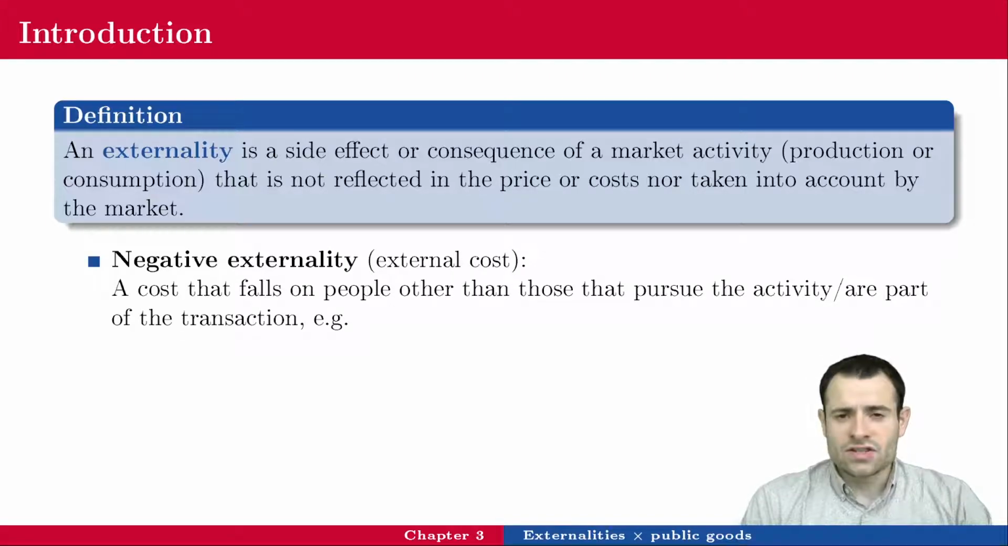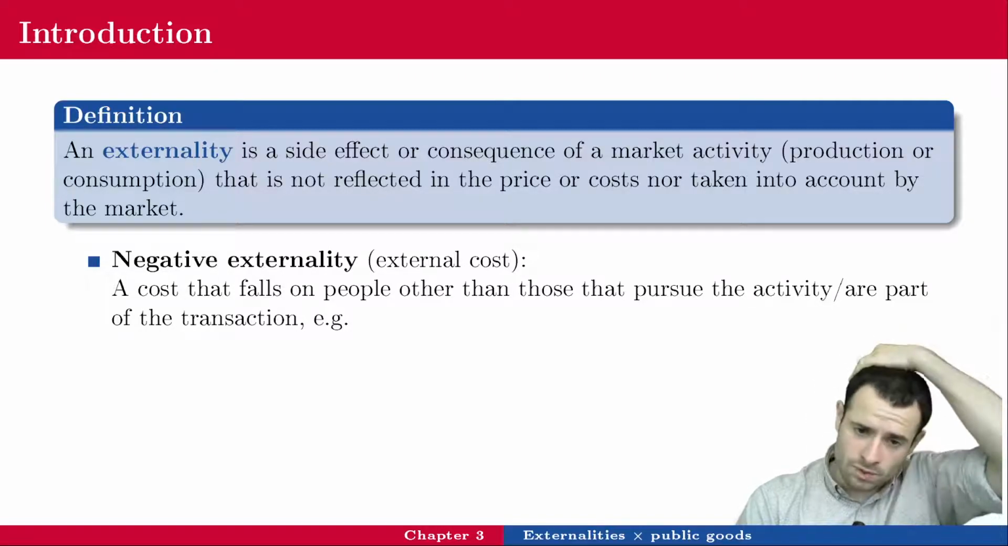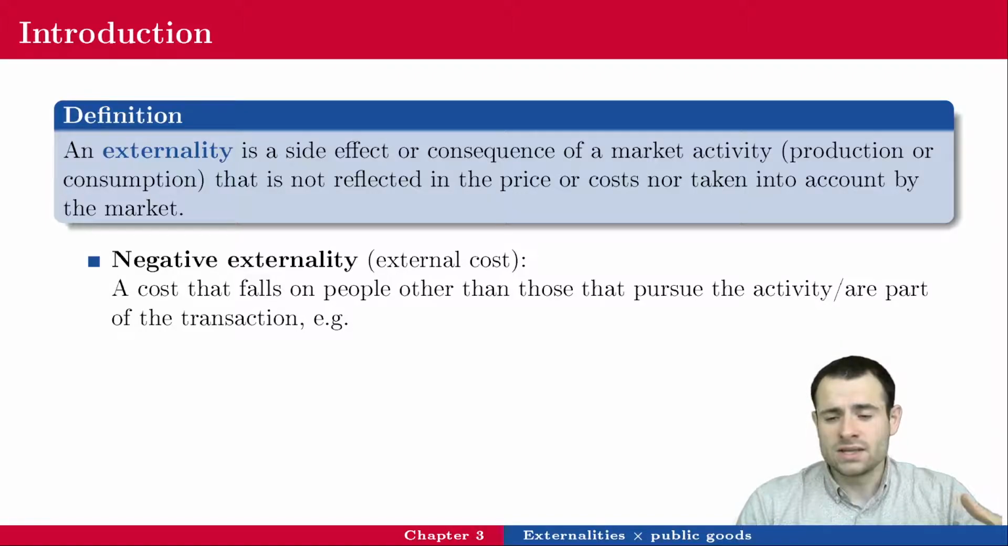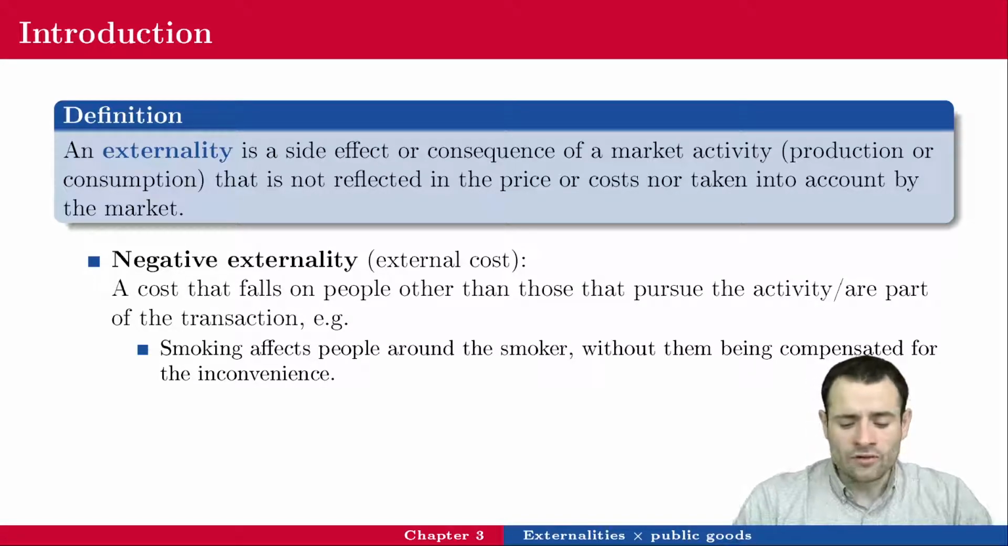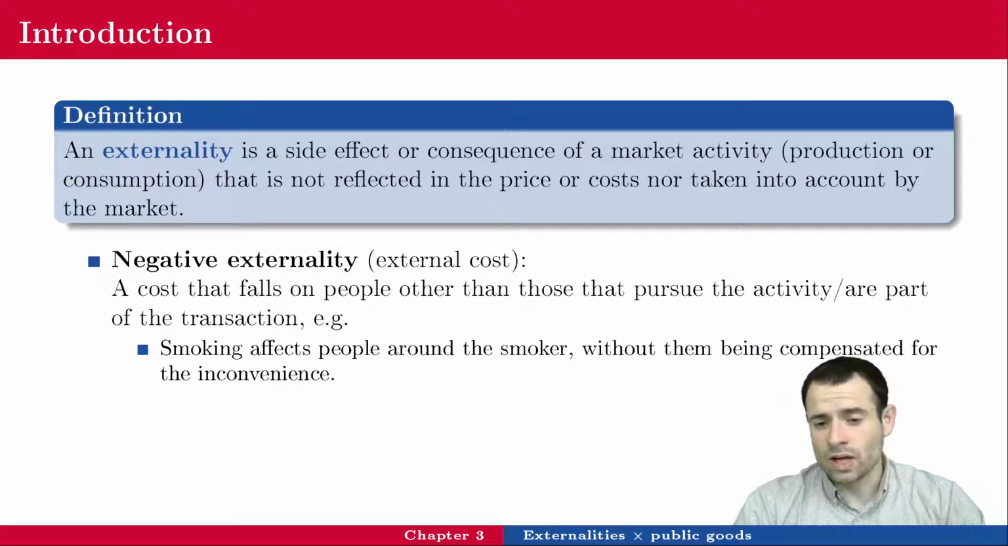We have negative externalities and positive externalities. Negative externalities correspond to external costs. It is a cost that falls on people other than those that pursue the activity or are part of the transaction. For instance, smoking generates negative consumption externality. Smoking affects people around the smoker in the form of secondhand smoking, and people who are affected by secondhand smoking are not being compensated for the inconvenience. They're not being paid by the smoker as an apology for the inconvenience.